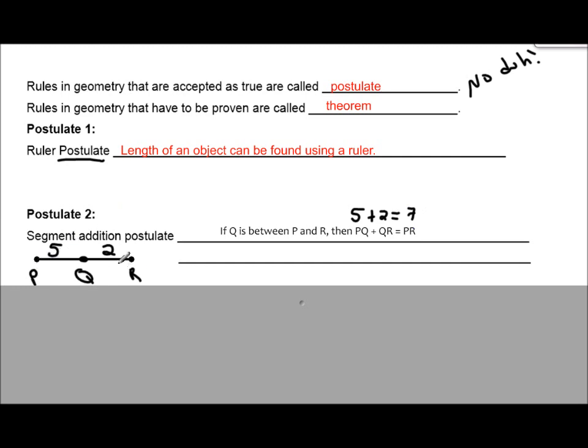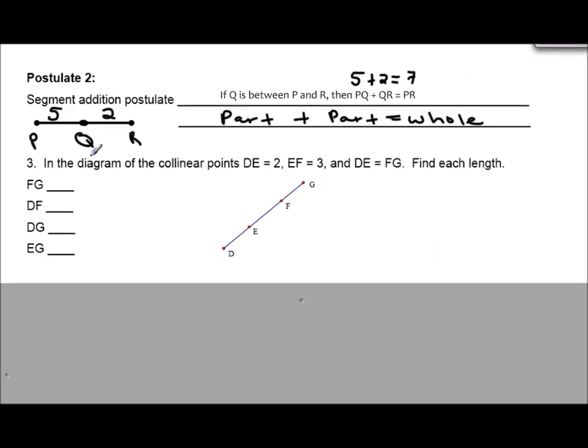So the whole length of segment PR is equal to the 2 parts made up of the segment PR. So the way I remember it is part of a segment plus the other part of a segment equals the whole segment. So part plus part equals the whole thing. So to see that in action, we have collinear points.